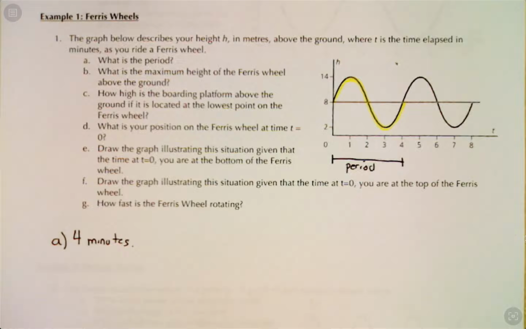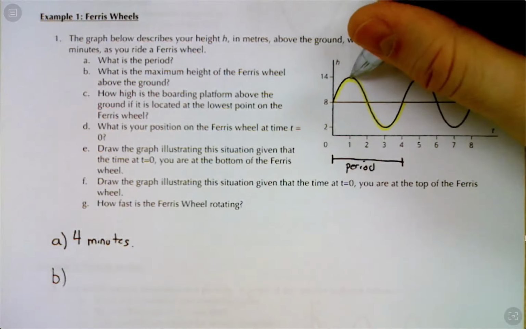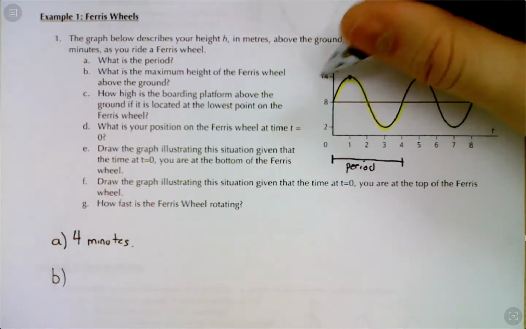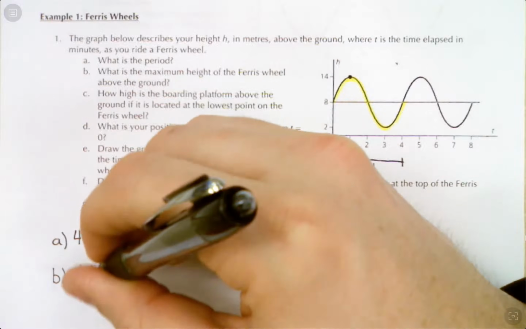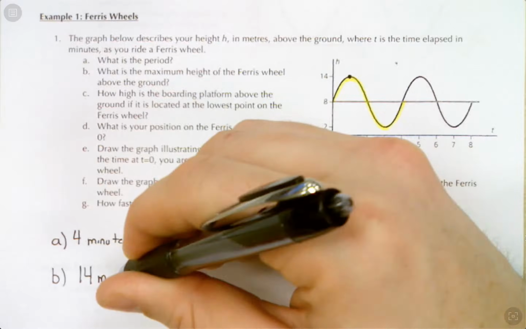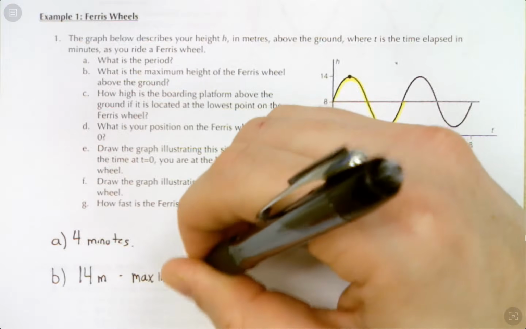I suppose it could be quite massive, but it isn't. It's 14 meters tall. It's just a very slow Ferris wheel. What is the maximum height of the Ferris wheel above the ground? Well, to find the max, we just need to look at the peak. And there's our peak. It's at 14. 14's in meters. 14 meters is the maximum height.